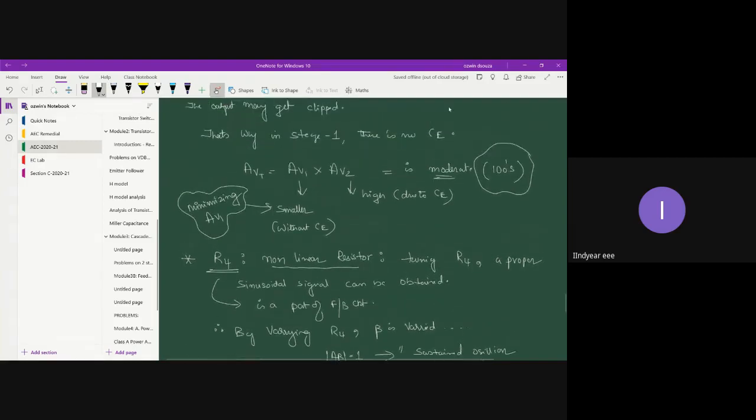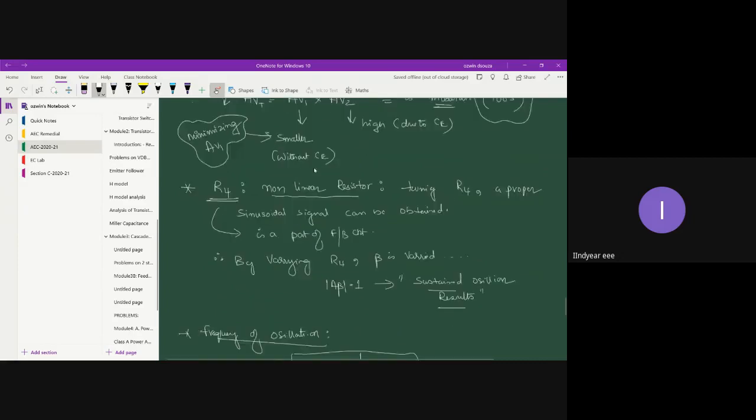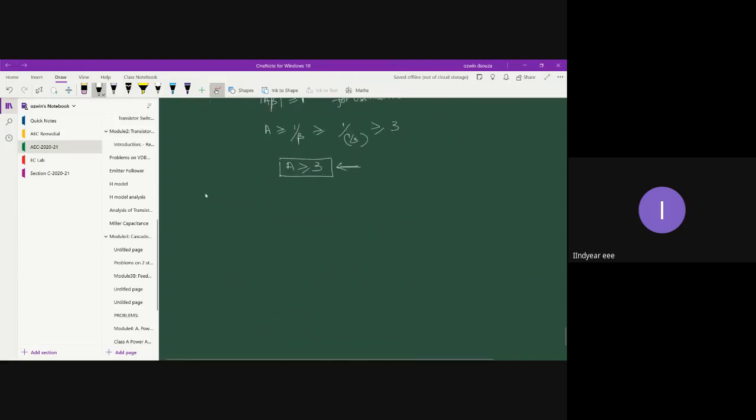In the sense, let's say this is 50 and let's say this is around 0.25. So 50 into 0.25 is about 12.5. So something of that kind you are supposed to achieve. That's the reason I said minimizing AV1. If you start minimizing this AV1, you will be able to get a lower value of total voltage gain. So that is about the Wein bridge oscillator circuit.